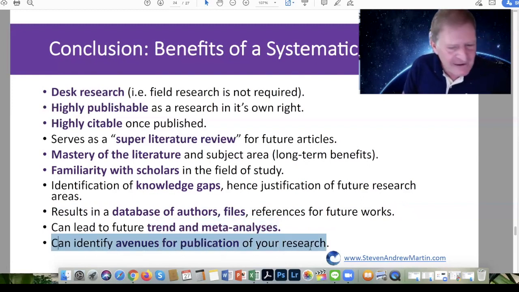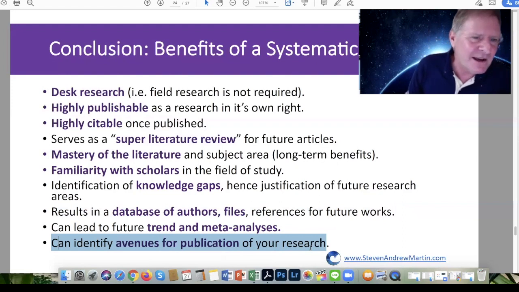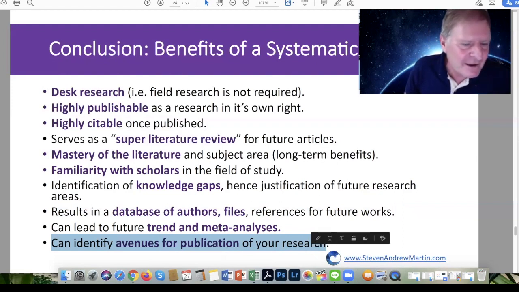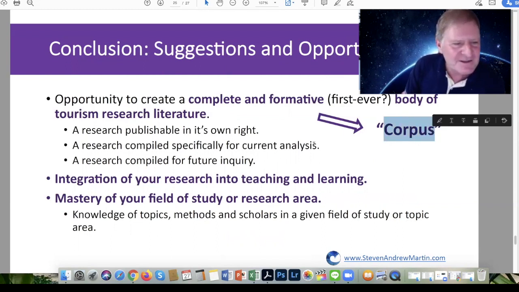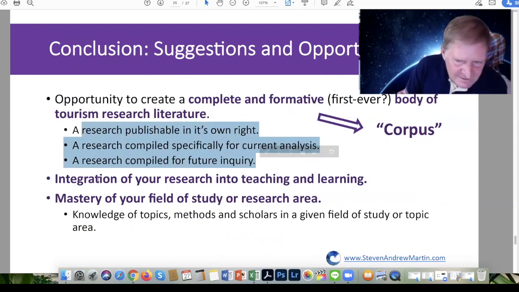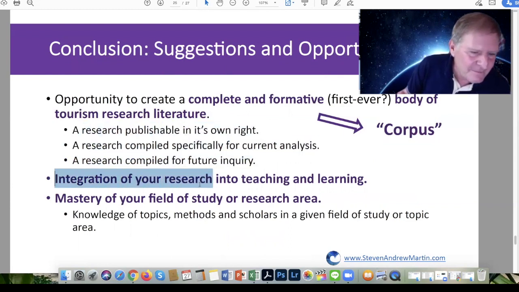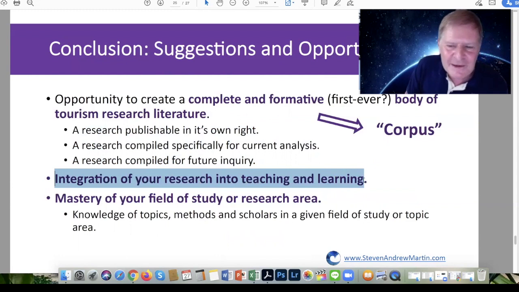It may identify avenues of research, which is kind of what I showed, that I was able to identify what journals to maybe publish in. Right? A few suggestions and opportunities. So you create the corpus, basically, right? So this is, I basically said this. Well, how about this? And this has been profound for me.